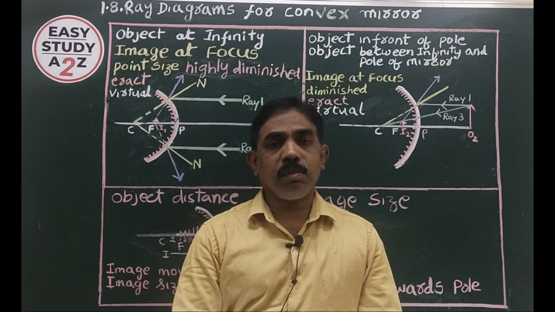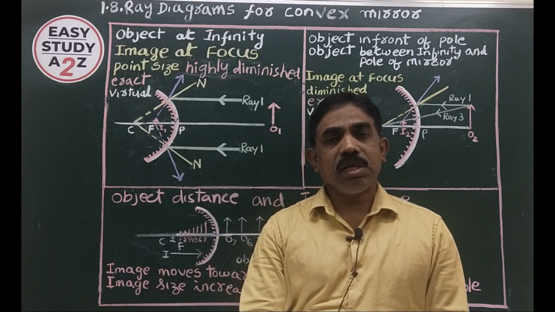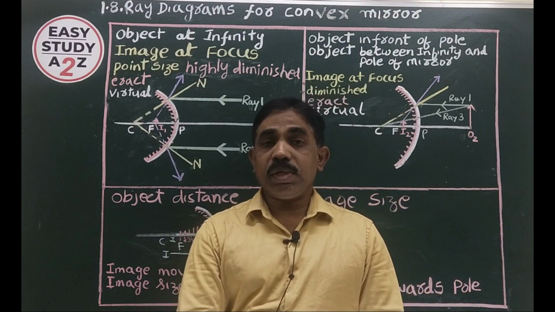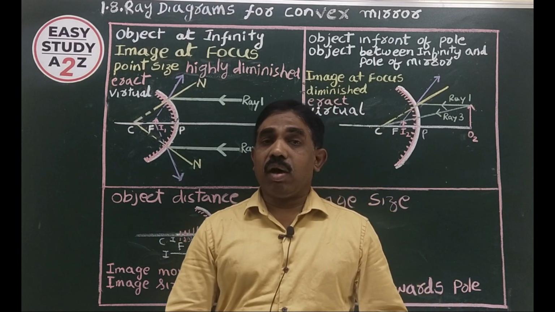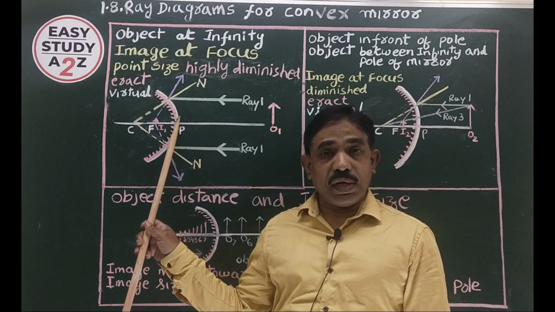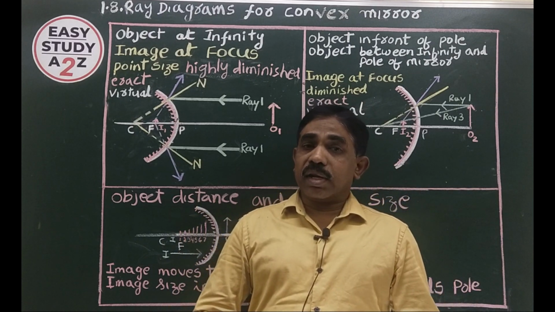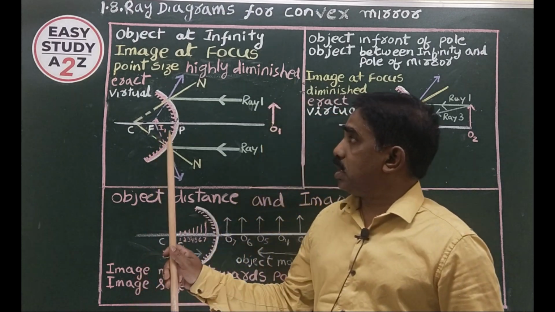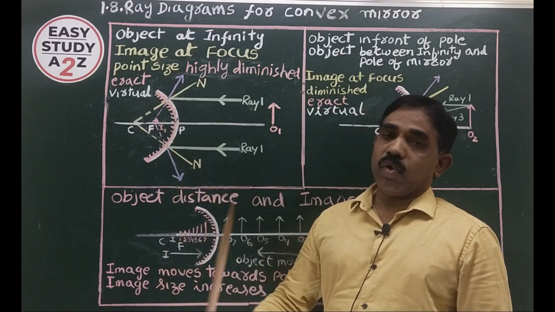We have two ray diagrams for convex mirror. In the first ray diagram, the object is kept at infinity, at infinite distance. Now, when the object is at infinite distance, the light rays travel parallel. These parallel light rays fall on the convex mirror and get reflected. The reflected rays appear to meet at a point and we get the image. The image is point size and highly diminished, erect and virtual.